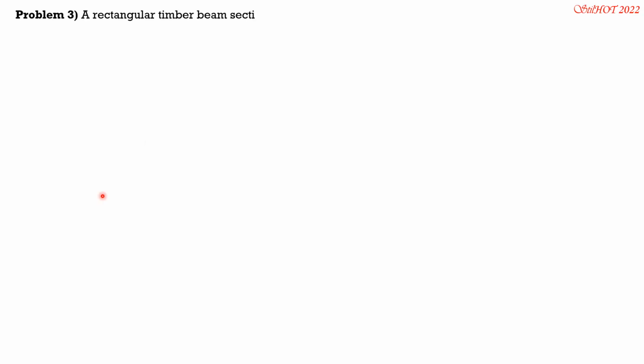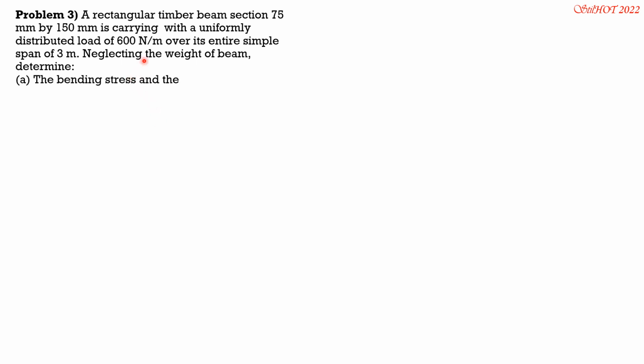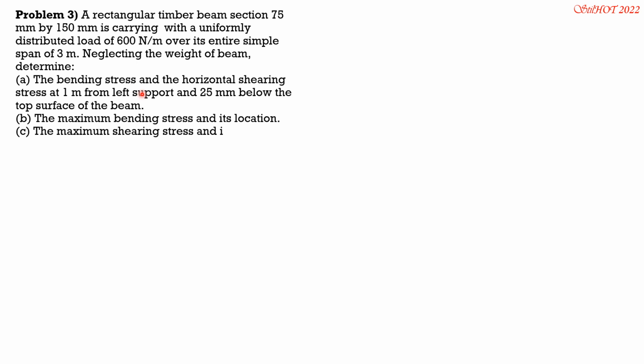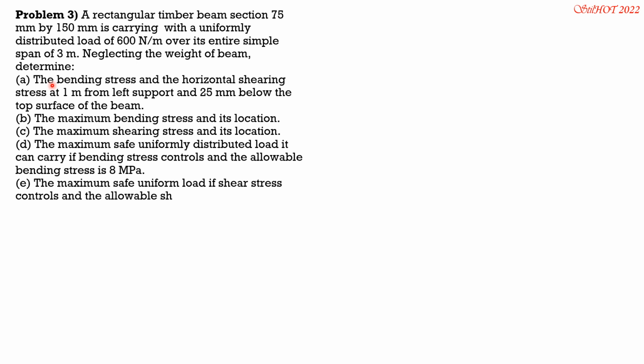So here is sample problem 3. A rectangular timber beam section 75 mm by 150 mm is carrying a uniformly distributed load of 600 newtons per meter over its entire simple span of 3 meters. Neglecting the weight of the beam, determine the bending stress and the horizontal shearing stress at 1 meter from the left support and 25 mm below the top surface of the beam. So let's answer each part first to focus our attention.